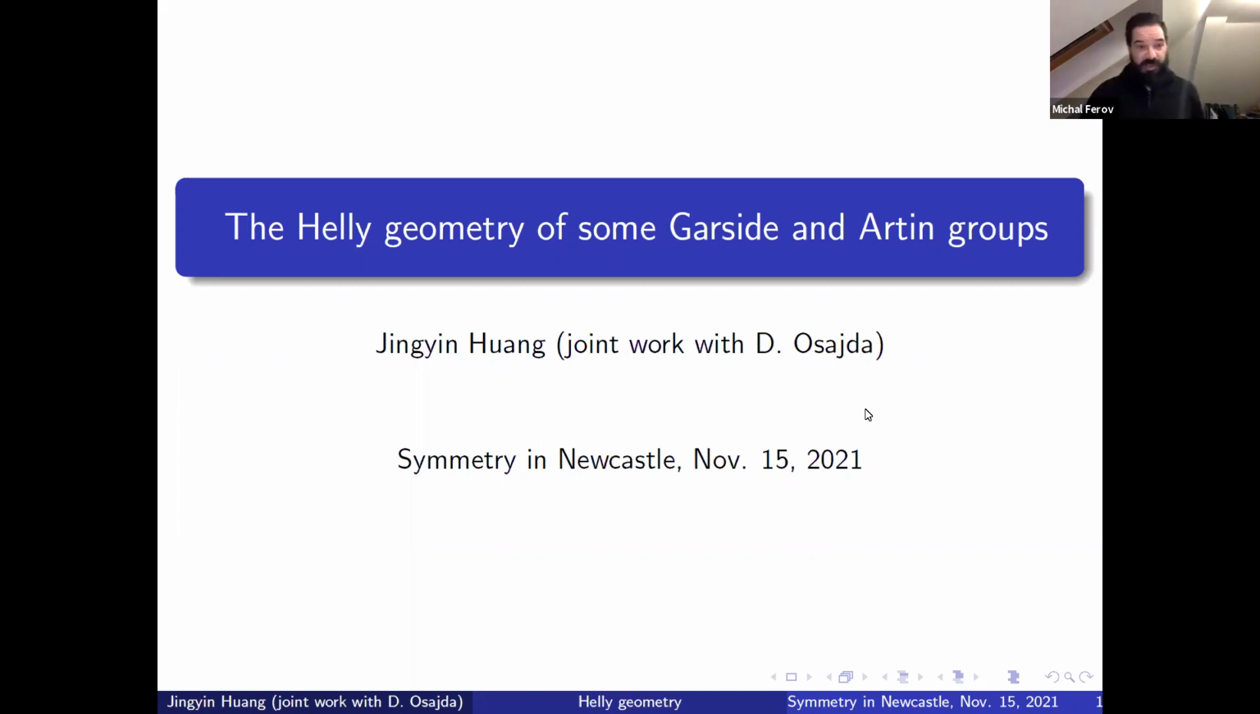The first speaker of the day is Jingyin Huang from Ohio State University, and he will be talking about the Helly geometry of Garside and Artin groups.